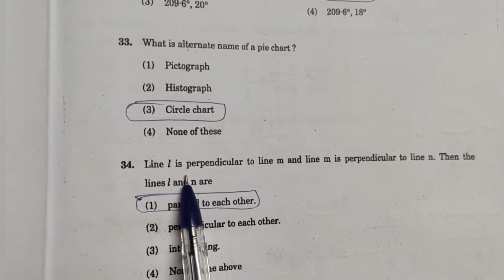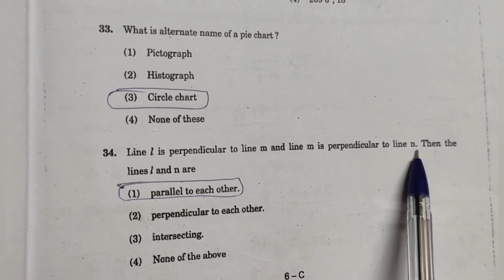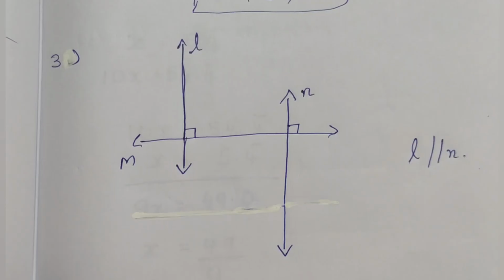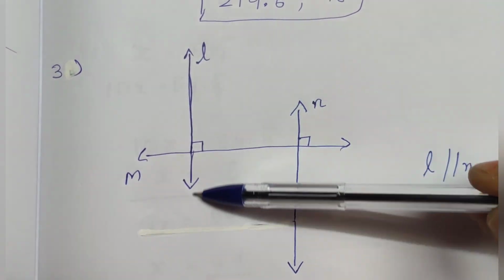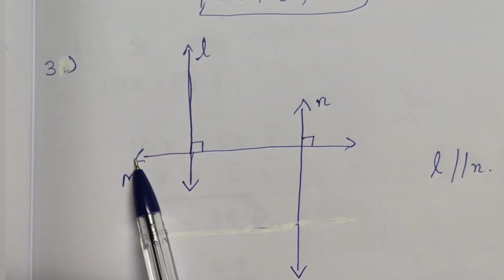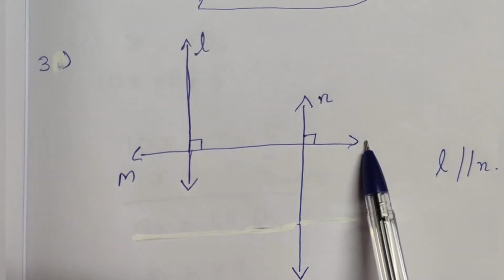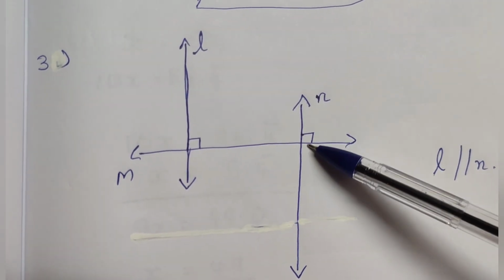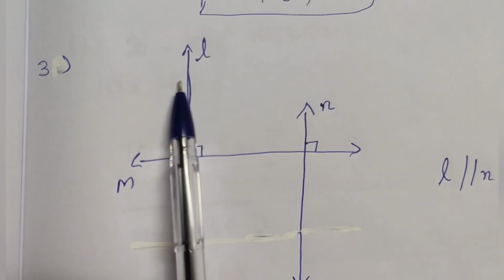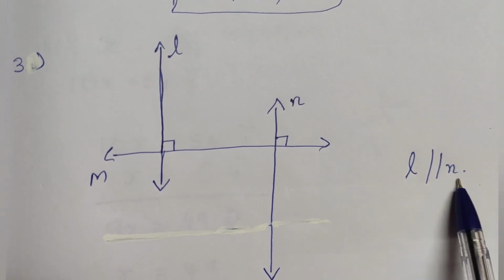34. Line L is perpendicular to line M and line M is perpendicular to line N. Then the lines L and N are dash. See, they are saying line L is perpendicular to line M. Perpendicular means the meeting point is 90 degree. Again, this line M is perpendicular to line N. The meeting point is 90 degree. Now let us compare line L and line N. These two lines are, of course, parallel to each other. L parallel to N.